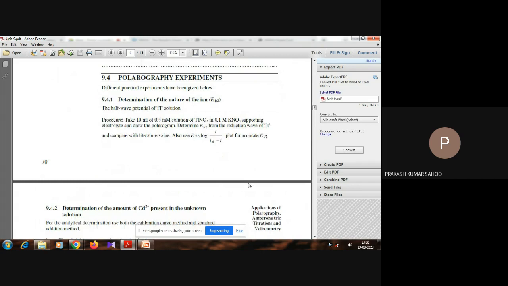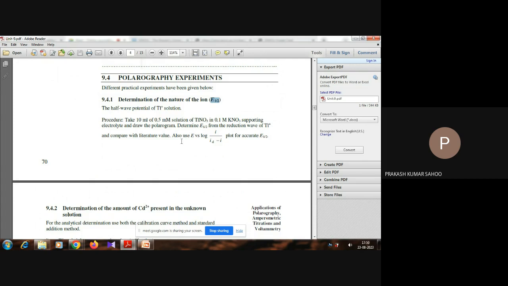Then what are the practical experiments in polarography? That is the determination of the nature of the ion by half-wave potential. That is the half-wave potential of the thallium ion, Tl+.